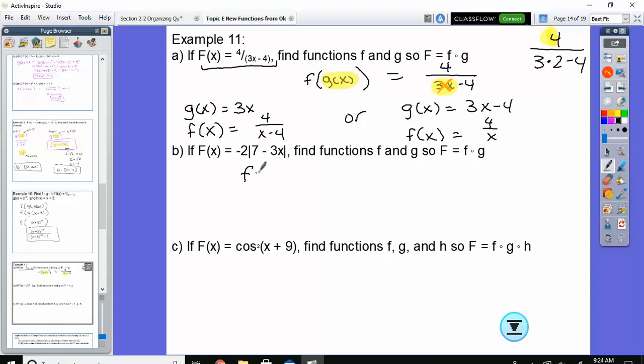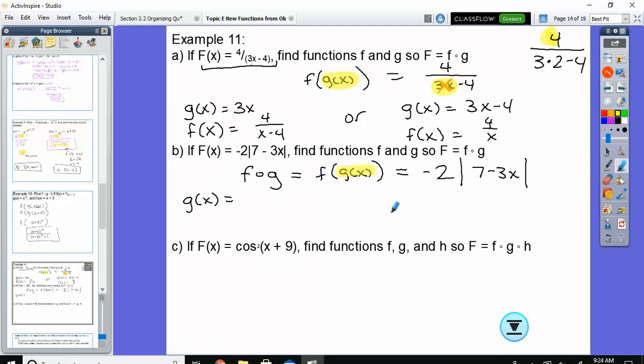So B, f composed with g, so that means your f of g of x equals -2 times the absolute value of 7 minus 3x. Alright, I want to know what g of x could be. G is the inside. Somebody give me one option for my g of x. 7 minus 3x would work. If you do that, what would your f of x have to be?